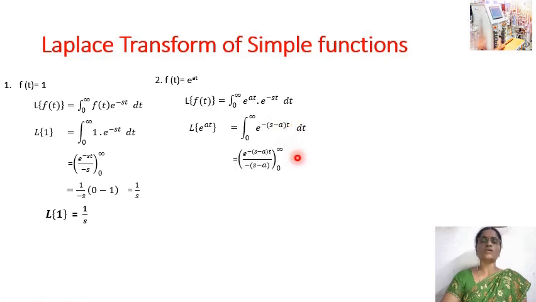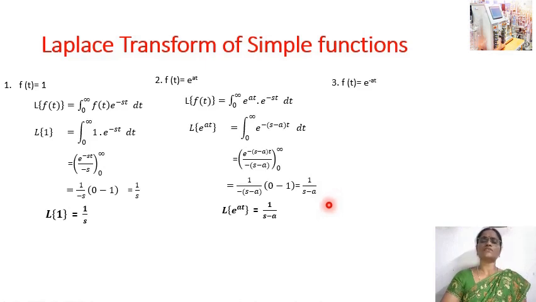Now just do the integration. If you do the integration, you will get the answer like this. So now apply the lower and upper limits. If you apply the upper limit, e power minus infinity becomes 0. If you apply the lower limit, you will get 1. So 0 minus 1, minus into minus, plus, you will get 1 by s minus a. So the Laplace of a simple function e power at is nothing but 1 by s minus a.